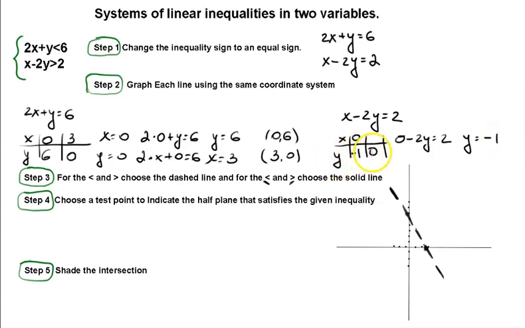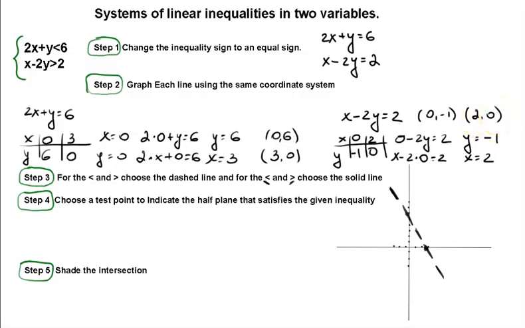Then if y equals 0, I'll substitute it right here. It will be x minus 2 times 0 equals 2. 2 times 0 is 0, so x equals 2. So the second point is (2, 0). So I have two points: (0, -1), and the second point is (2, 0).